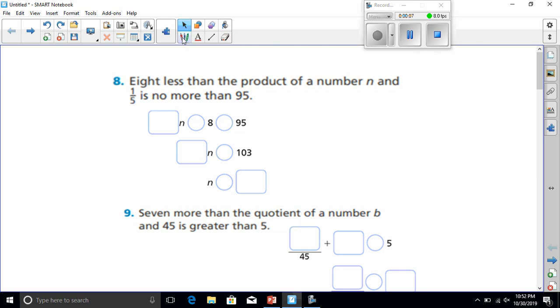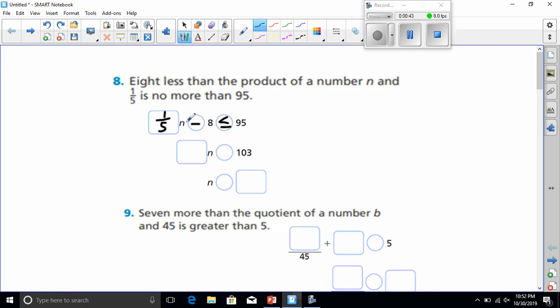I'll start with number 8. So I've got the evens. It says 8 less than the product of a number n and 1/5 is no more than 95. Well, 8 less than means I will subtract 8 from something. The product means I'm multiplying n to something, and they say it's 1/5, so this would be 1/5 n. Is no more than, well, that means it has to be less than or equal to 95.